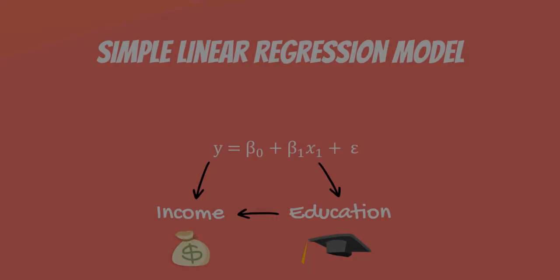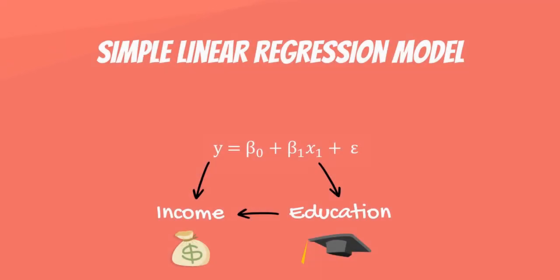Let's go back to the original example. Income is a function of education. The more years you study, the higher income you will receive. This sounds about right. All right. What we haven't mentioned so far is that in our model, there are coefficients. Beta 1 is the coefficient that stands before the independent variable. It quantifies the effect of education on income.